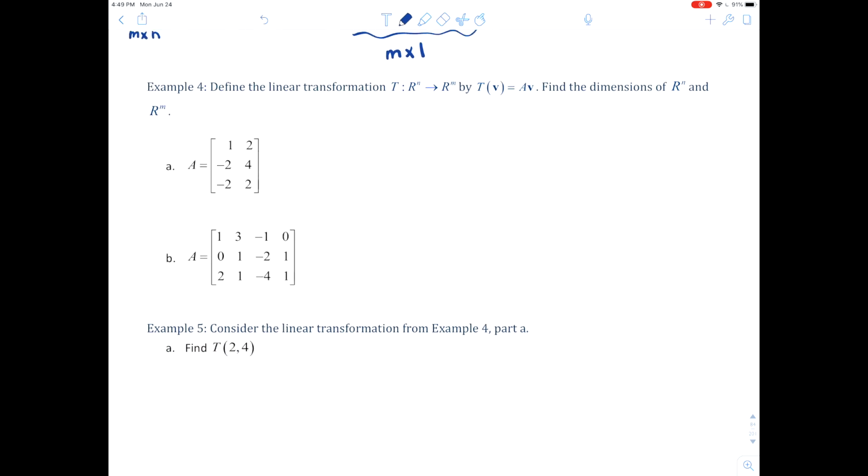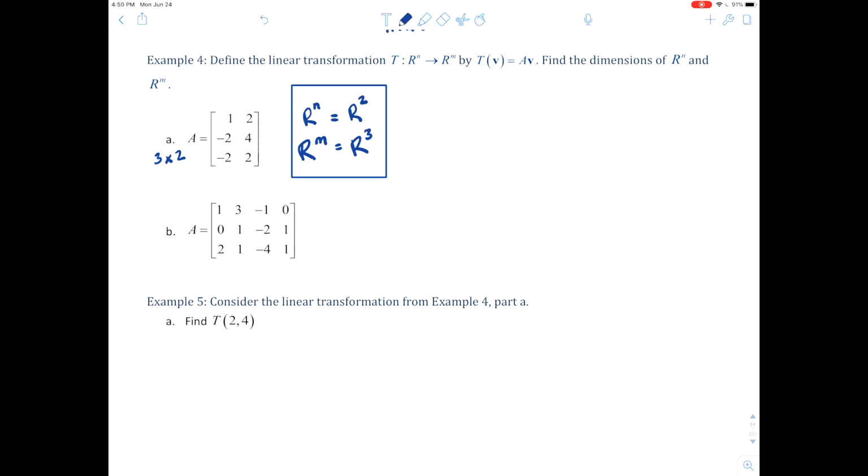So here we go. Define the linear transformation T that goes from Rn to Rm by T at V equals A times V. Find the dimensions of Rn and Rm. So if A is equal to, going across, 1, 2, then negative 2, 4, and negative 2, 2, well, A has dimensions what? Beautiful. A is 3 by 2. Good so far? And what does that mean? Rn is equal to, awesome, R2, and Rm is going to equal R3. Groovy?